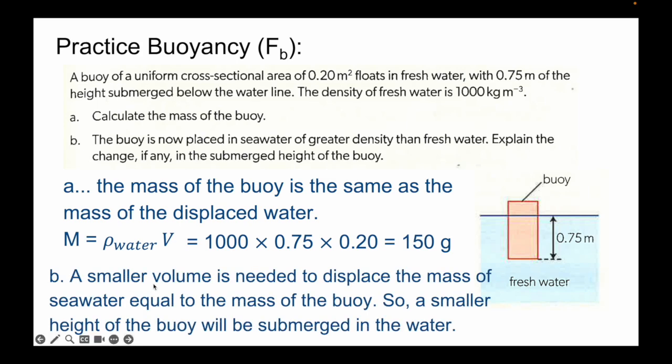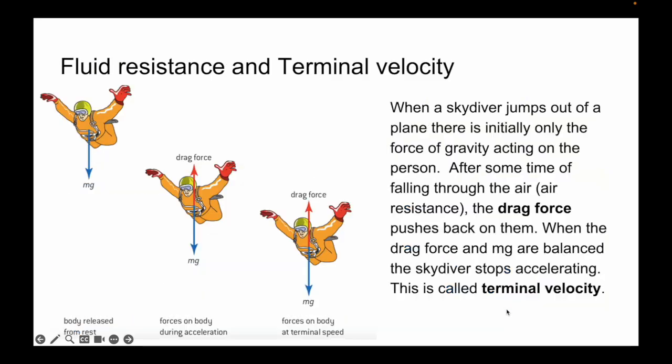For part B, a smaller volume is needed to displace the mass of the seawater equal to the mass of the buoy. So a smaller height of the buoy will be submerged and more of it will float above the water. Pretty cool. When we're talking about fluid resistance, we also need to talk about terminal velocity.